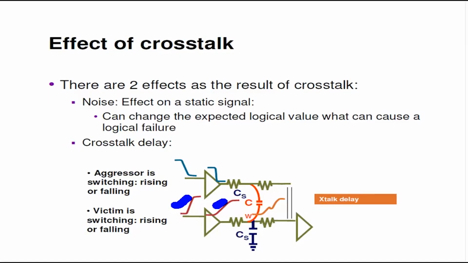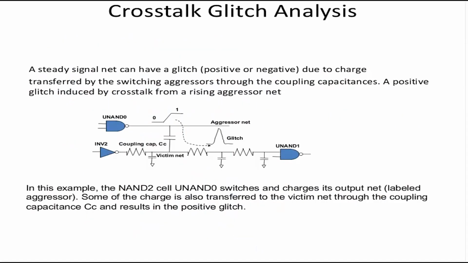Now let's discuss more about crosstalk glitch. Glitch or noise is the same thing; we use them interchangeably for noise analysis. Remember that a glitch is caused on a steady state net, the net which is holding its value. If a glitch is observed on that net because of the coupling capacitance to the aggressor, this effect is called glitching or noise.